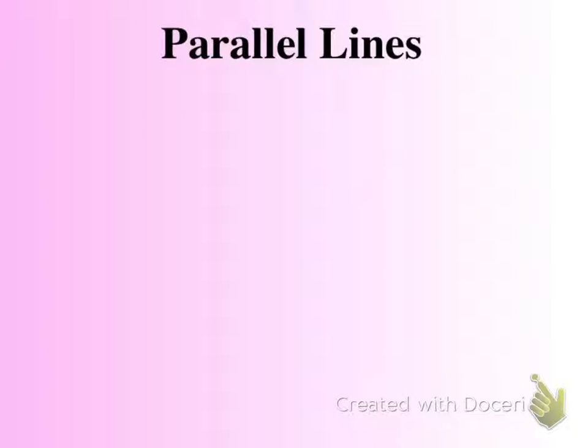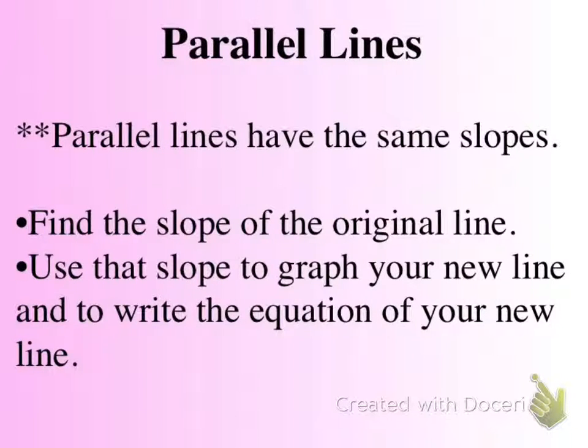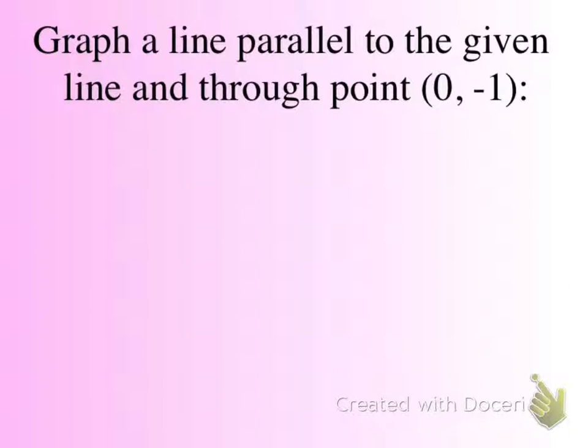Okay, now we need to talk about parallel lines. Remember that they have the same slope. So if we could find the slope of the original line, we could use that slope to graph the new line and write the equation of the new line. So we're going to write the equation of a line that is parallel to the given line that's going to be on the graph and goes through the point 0, -1.